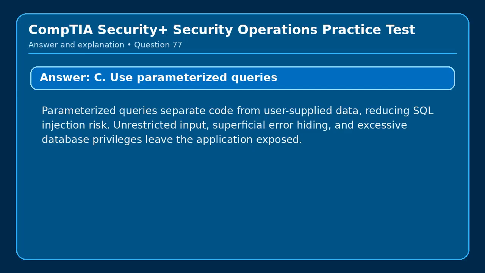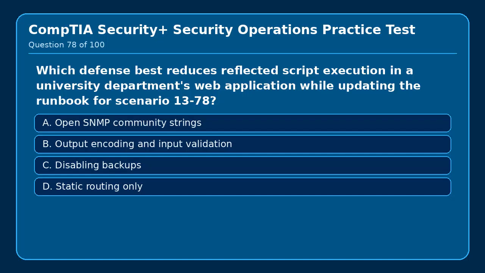Question 80. A cloud app at a remote sales group can be tricked into requesting the metadata service URL. Which vulnerability is most likely during a quarterly review for scenario 13-80? A. Data tokenization. B. LDAP signing. C. MAC flooding. D. Server-side request forgery. Take a moment to choose your answer.